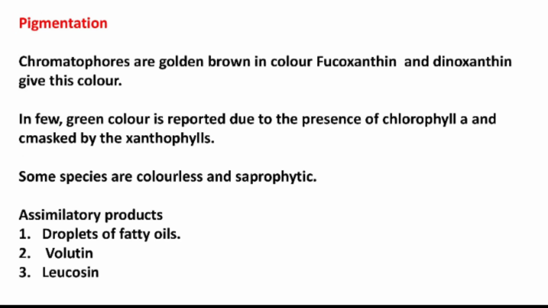Next is pigmentation. Chromatophores are golden brown in color. Fucoxanthin and diatoxanthin give this color. In a few, green color is reported due to the presence of chlorophyll a and c masked by the xanthophylls. Some species are colorless and they are saprophytic. Assimilatory products in diatoms. Droplets of fatty oils, volutin, leucosin are present.